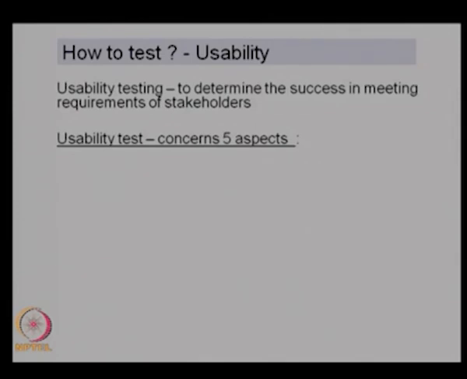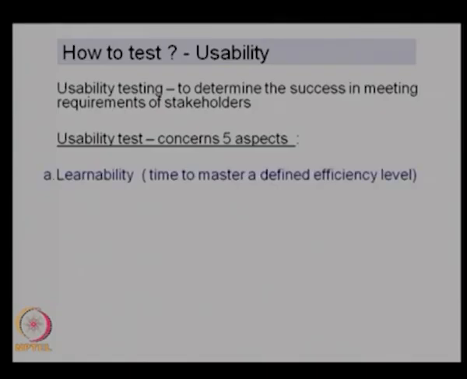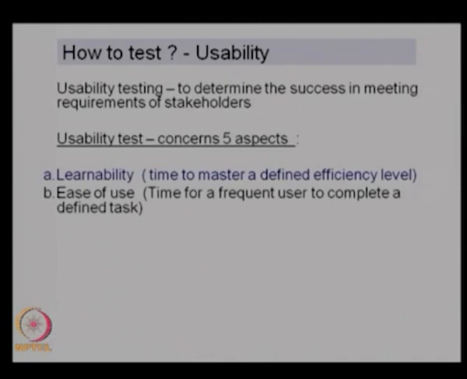There are 5 aspects in the usability test. Basically, we look at the learnability of the system, that is, the time to master a defined efficiency level. So, we look at the system and see how fast it can be learned or mastered by a user. We will have a predefined efficiency level and we will see how much time it takes for a user to reach that efficiency level; that is the learnability test. The next one is the ease of use, how easy it is to use the system. Here we measure the time for a frequent user to complete a defined task. So, you find out the time required by a frequent user to complete a defined task.